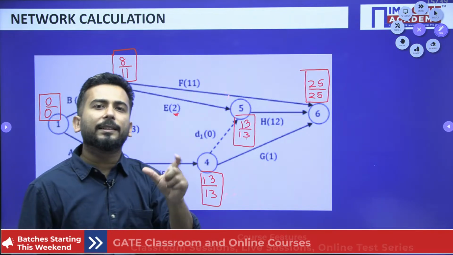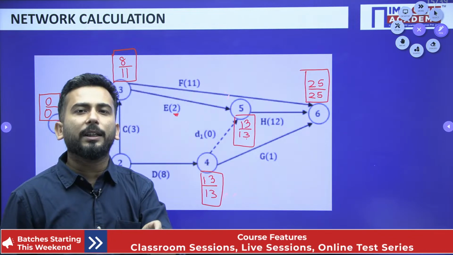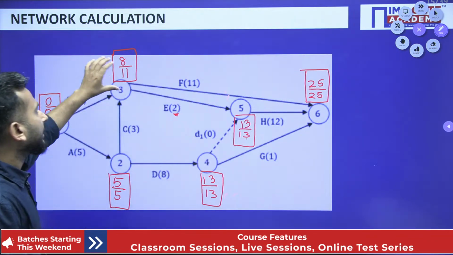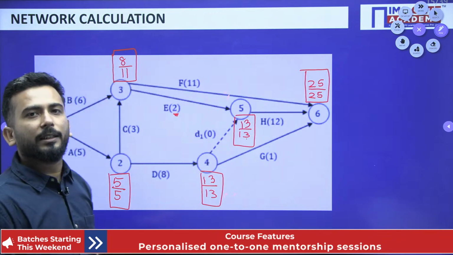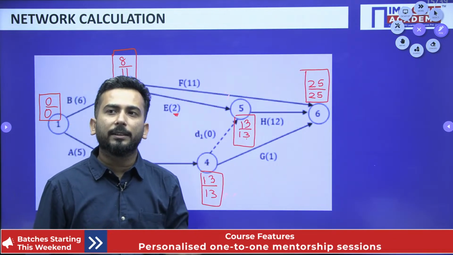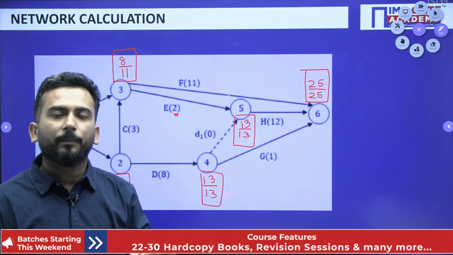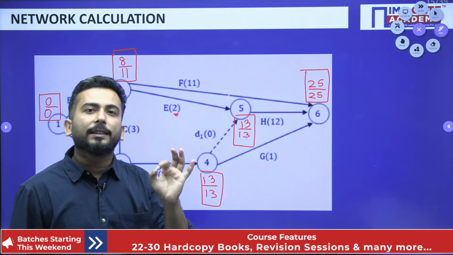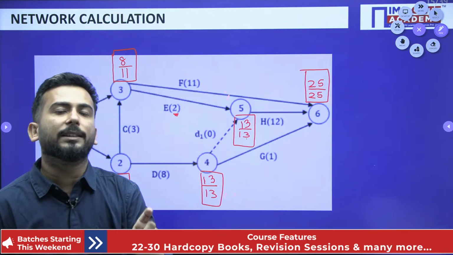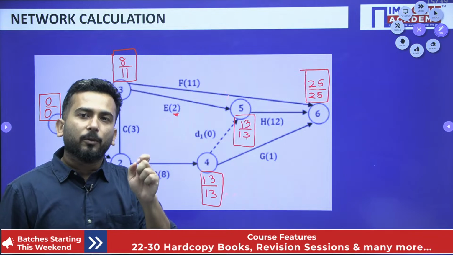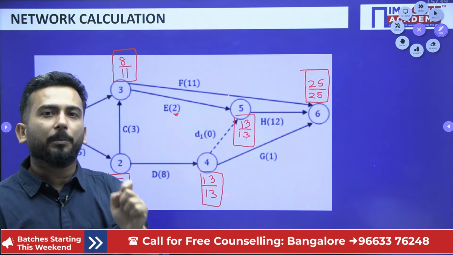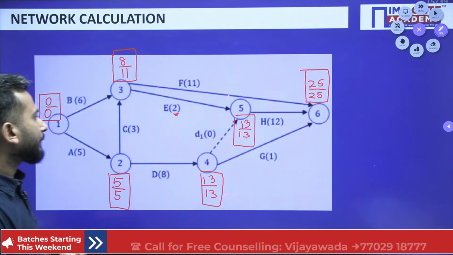So what is the relaxation time, my dear friends? From here we get the concept of relaxation time. Relaxation time is 11 minus 8, which is 3 days. And that relaxation time is known as the slack of an event. Yes, I need to use the word slack. Slack is the relaxation time when we are doing a particular event.